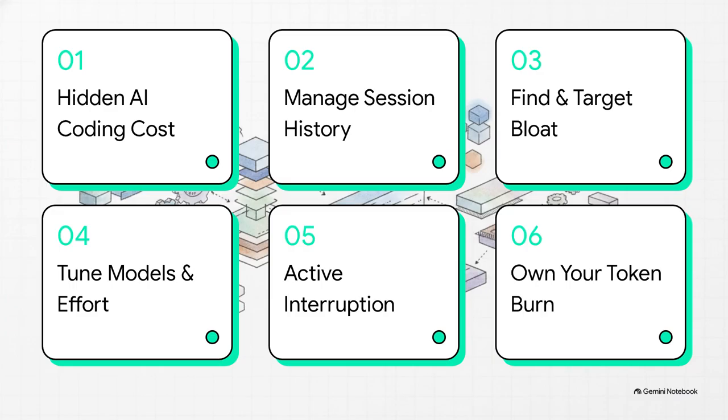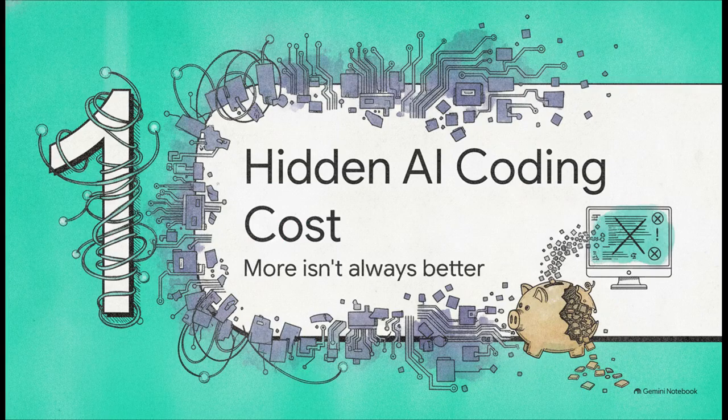Okay, let's dive into this. Here's our optimization playbook for today. We'll cover the hidden AI coding cost, managing your session history, finding and targeting bloat, tuning models and effort, active interruption and detours, and finally, owning your token burn. Starting with Section 1, the hidden AI coding cost, or why more tokens doesn't mean better results.